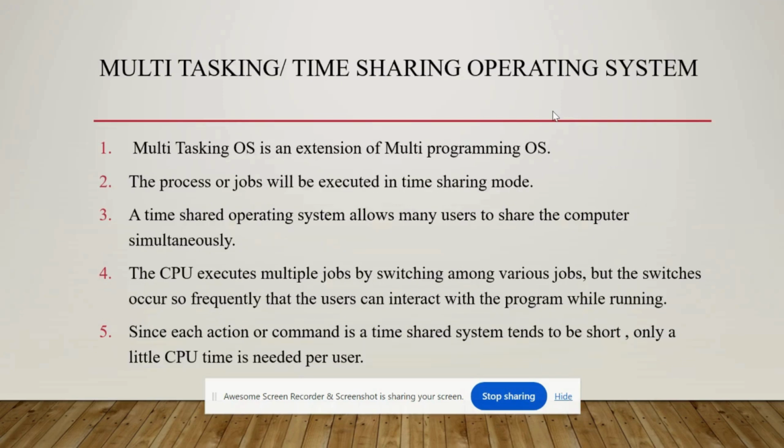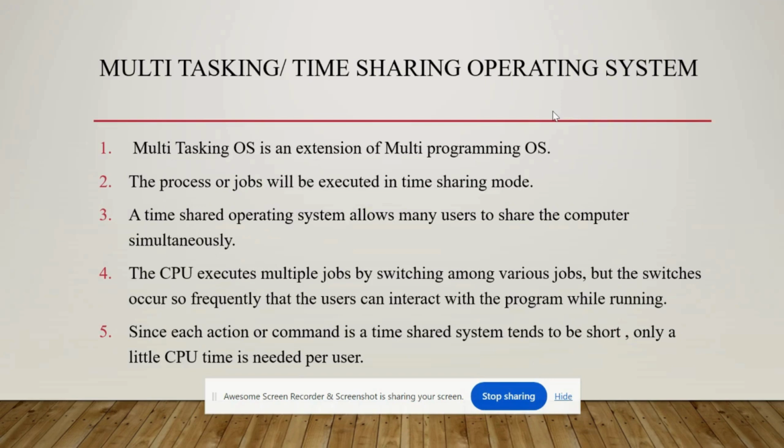Now coming to the third one, that is multitasking or time-sharing operating system. Multitasking operating system is an extension of multi-programming operating system. The process or job will be executed in the time-sharing mode. A time-sharing operating system allows many users to share the computer simultaneously. The CPU executes multiple jobs by switching among various jobs, but the switches occur so frequently that the user can interact with the program while running.